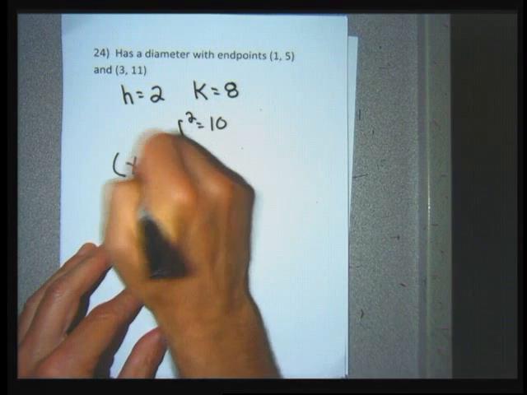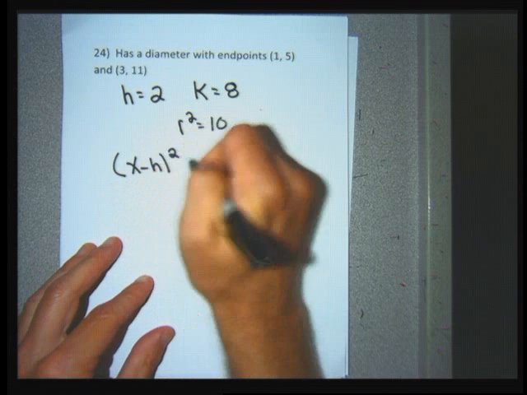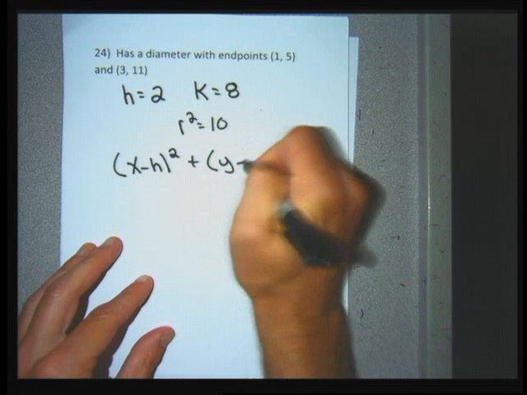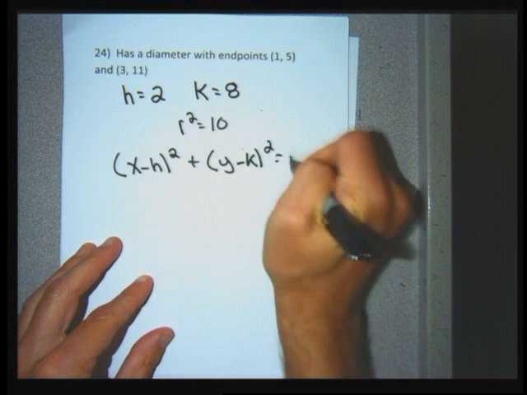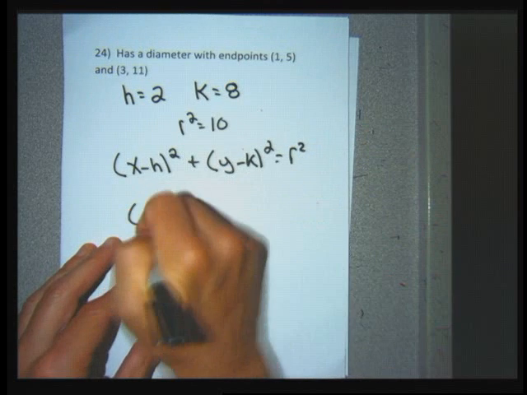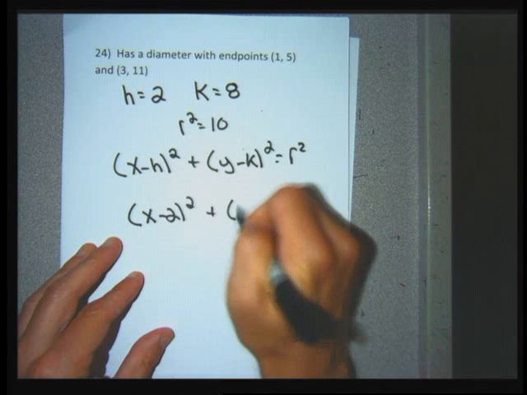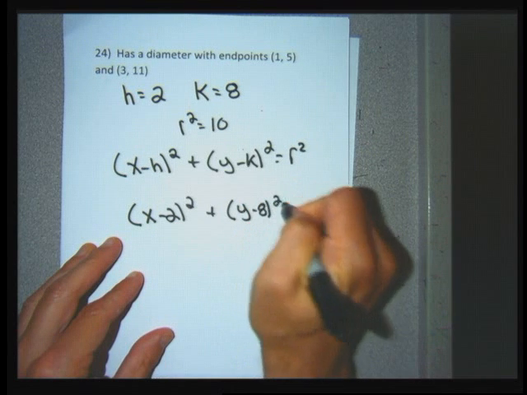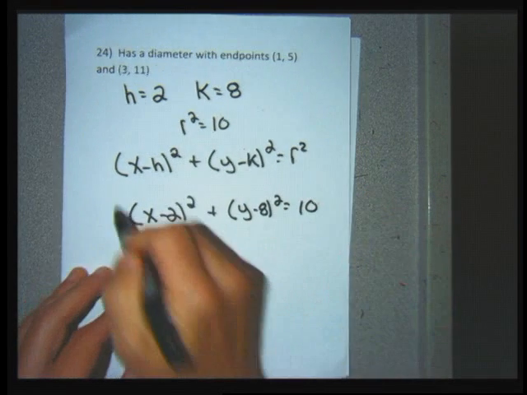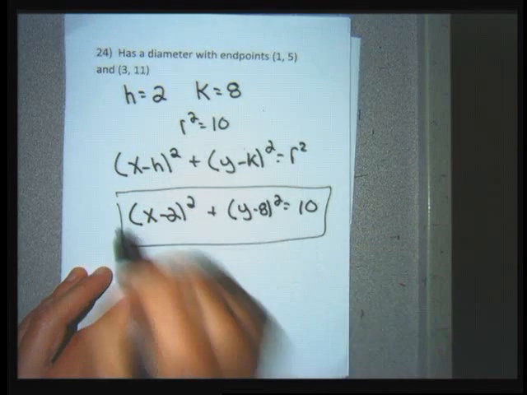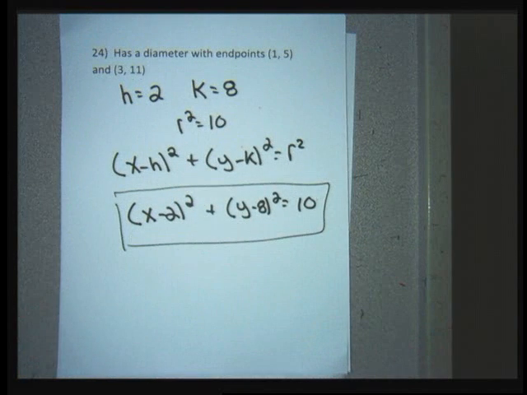I'm going to take those numbers and plug them into the formula. x minus h squared plus y minus k squared equals r squared. My answer to the equation for this problem is going to be x minus 2 quantity squared plus y minus 8 quantity squared equals r squared, which is 10. It's the harder of the last two even problems.